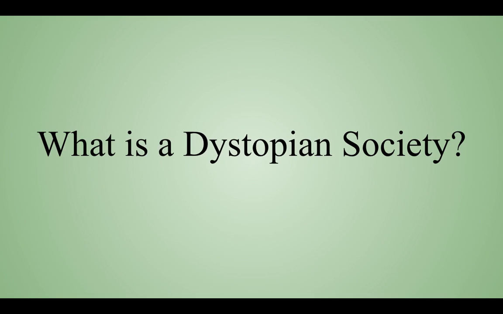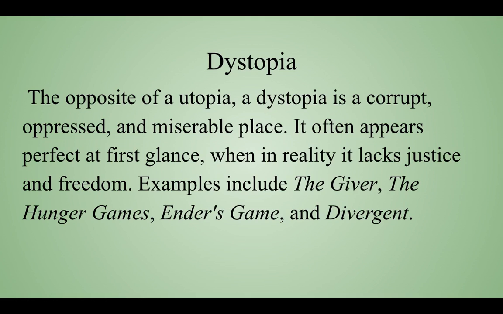Now, what is dystopia? A dystopia is the opposite of a utopia. A dystopia is corrupt. The people are oppressed, which means that they're held down, and it's a miserable place. It often appears perfect when you first look at it, but in reality, it lacks justice and freedom. Some examples from stories or novels: The Giver, The Hunger Games, Ender's Game, and Divergent.